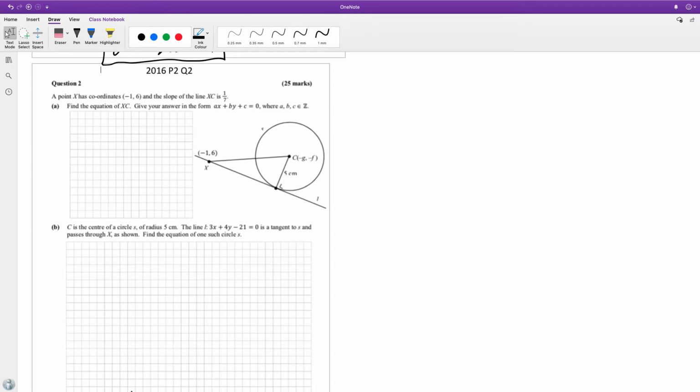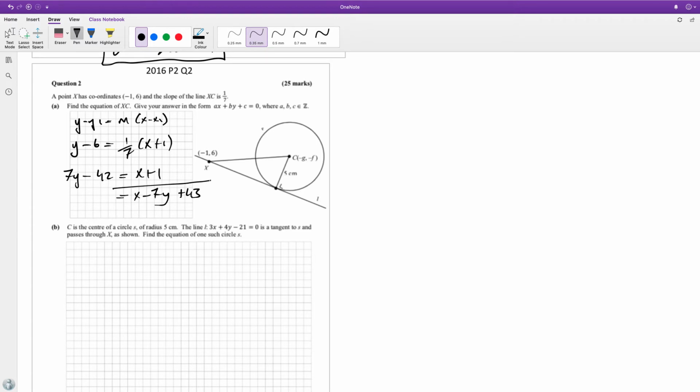So, y minus y1 equals m times x minus x1. Y minus 6 is equal to 1 over 7 times x plus 1. 7y minus 42 is equal to x plus 1, which is x minus 7y plus 43. Be happy with that?